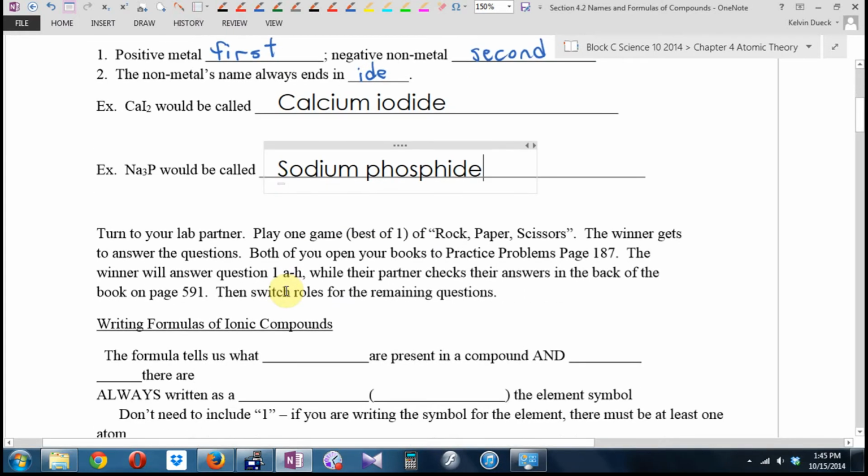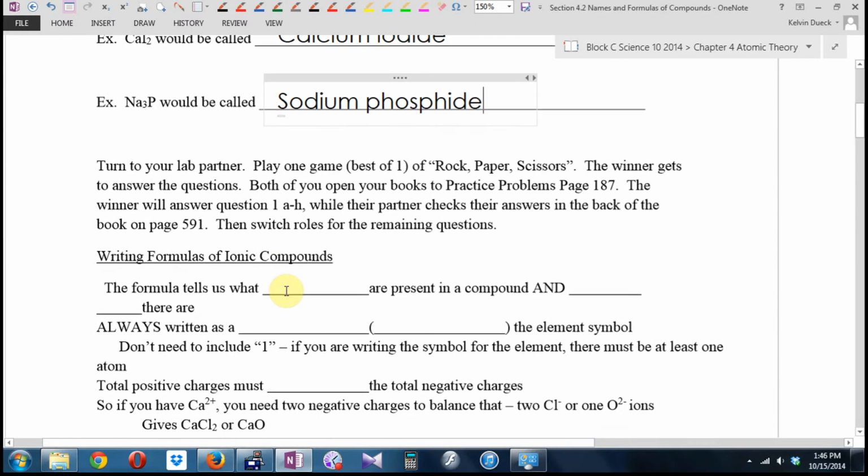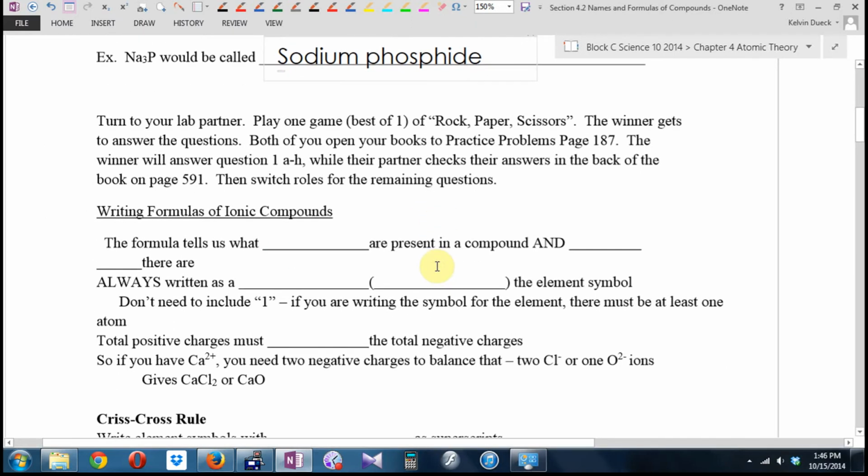Can you turn to your lab partner? Now, if you're solo, I'll partner you up with somebody else in just a second. You're going to play one game, best of one, of rock, paper, scissors. The winner gets to answer the questions on page 187. So the winner answers questions 1 to 8 while their partner is checking to see if they're right in the back of the book. And then you're going to switch roles for the remaining questions.